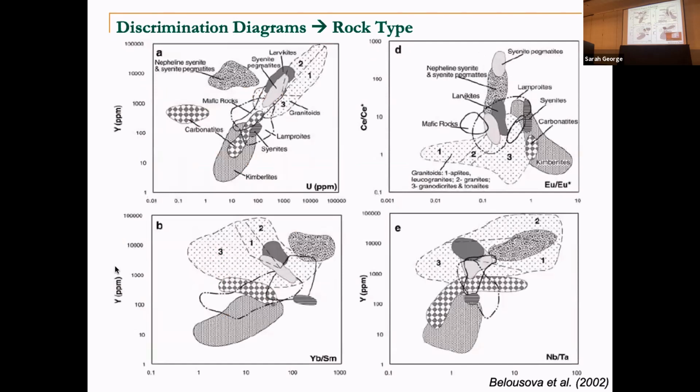Okay, so discrimination diagrams, coming back to this Belousova paper. Here are just some examples of this. She's taken a bunch of different trace elements and cross-plotted them against each other. So if you were interested in, say, distinguishing between a syenite and a kimberlite, yeah, you could probably tell the difference on these plots. If you were interested in telling the difference between a lamproite and one of the other rock types that's plotting in the same space, maybe not so much. So picking the right discrimination diagram for your question is going to be critical.